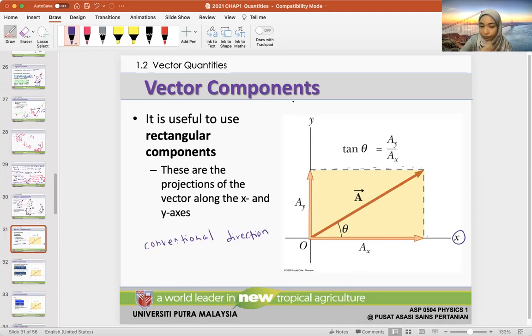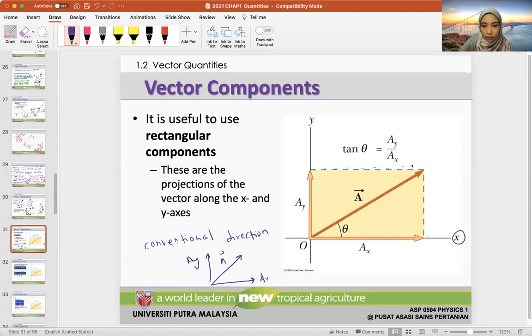Okay, so how do we find the components if we can't draw? If we can't draw, meaning we know, if I have a vector A like this, I know its direction is like this, ax, ay. But I don't know what the length is. I only know the direction, right? So how do I find out the length? We need to use a little bit of math.